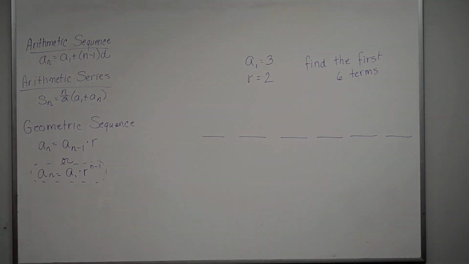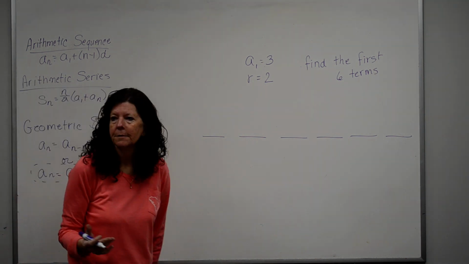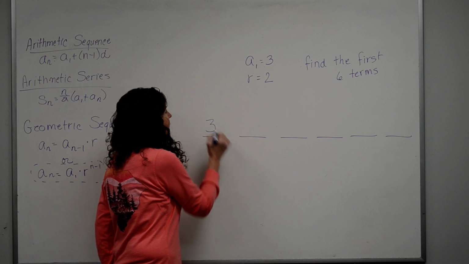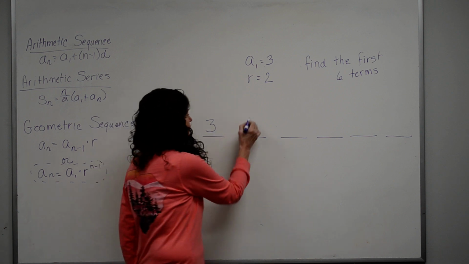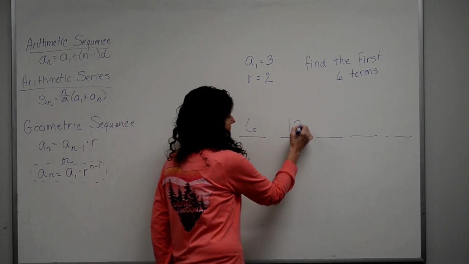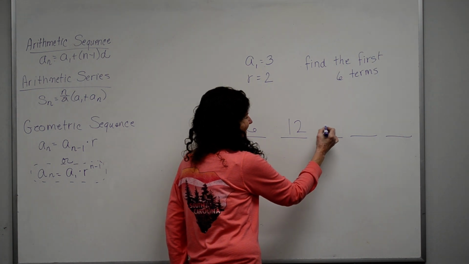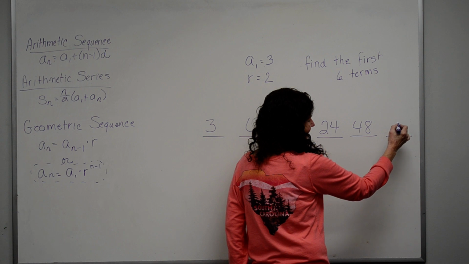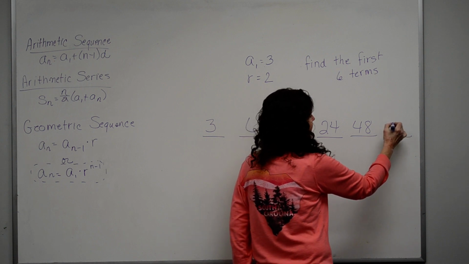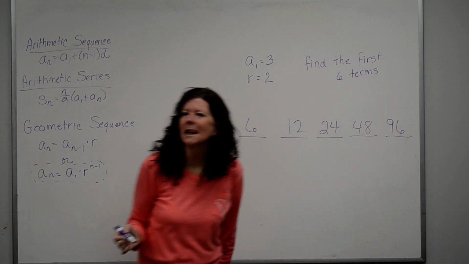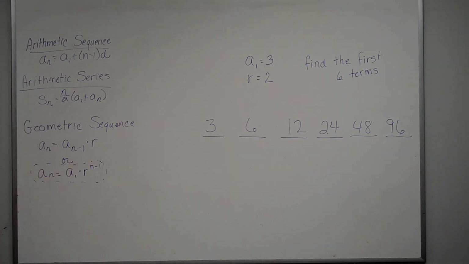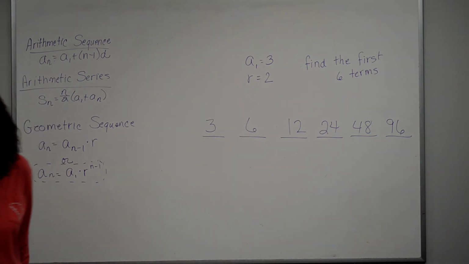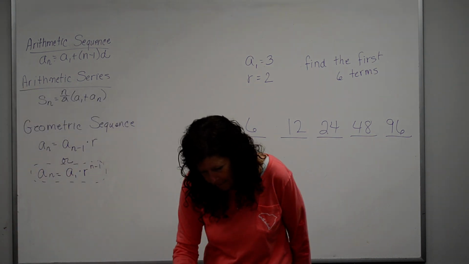Okay? If I make my blanks, what goes in the first blank? 3. What goes in the second blank? 6, 12, 24, 48, good. 96. Oh, nice. Okay, because you're going to double it each time. Obviously you use your calculator on that. Okay, does that make sense? All right.